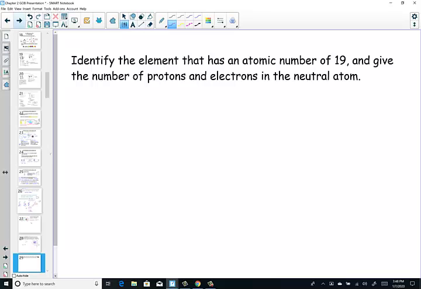Let's try another together. Identify the element that has an atomic number of 19. Okay, pause. Pull out the chart and find number 19. When I find 19, I find the elemental symbol for potassium. Give the number of protons and electrons in the neutral atom. Well, that's easy. The identity of the atom told us there were 19 protons, and because electrons have to match the protons, we also know that there's 19.